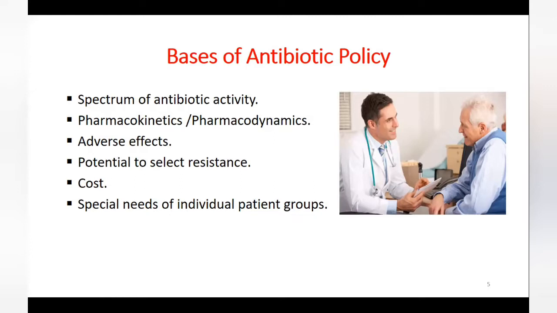Also, the most important, the potential to select resistance. Some of the antimicrobials such as colistin, polymyxin, and tetracycline have the potential for selecting resistance, and they need to be reserved. So the protocol for reserved or restricted antimicrobials needs to be there in our policy. Second, cost effectiveness of the antimicrobials needs to be considered while preparing the antimicrobial policy, and special attention needs to be given for individual patient groups, like immunocompromised patients, dialysis patients, chemotherapy patients, and other such groups of patients. So this forms the basis of the antibiotic policy.